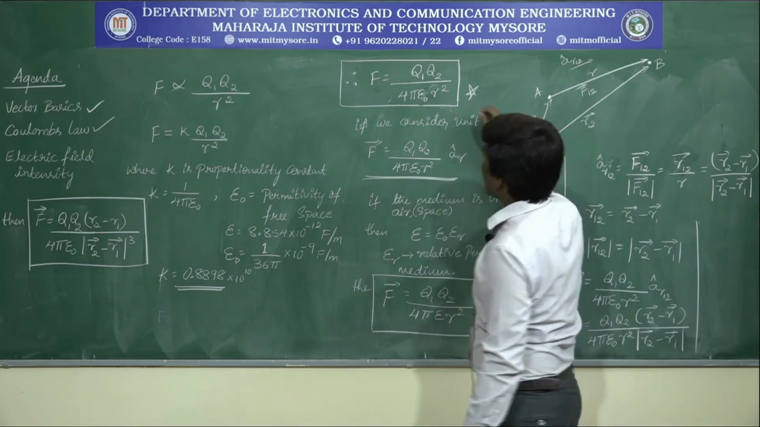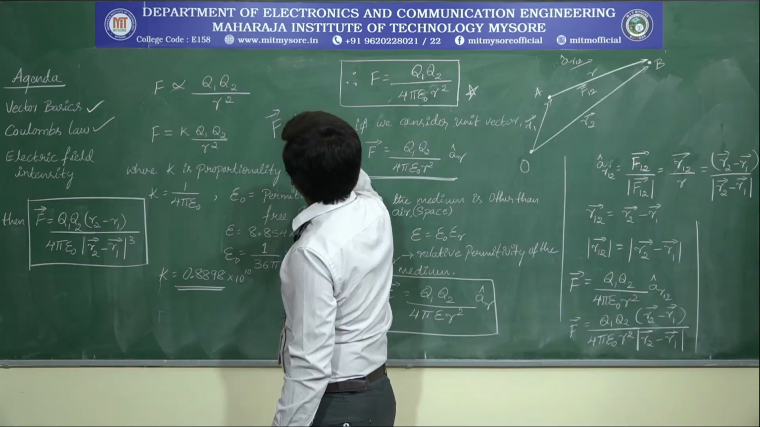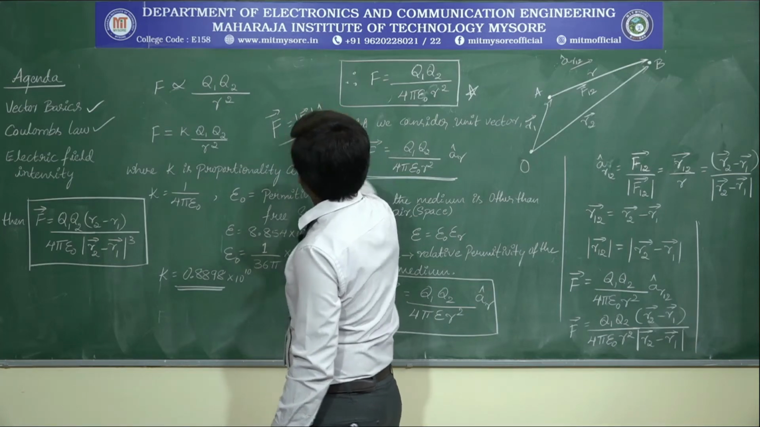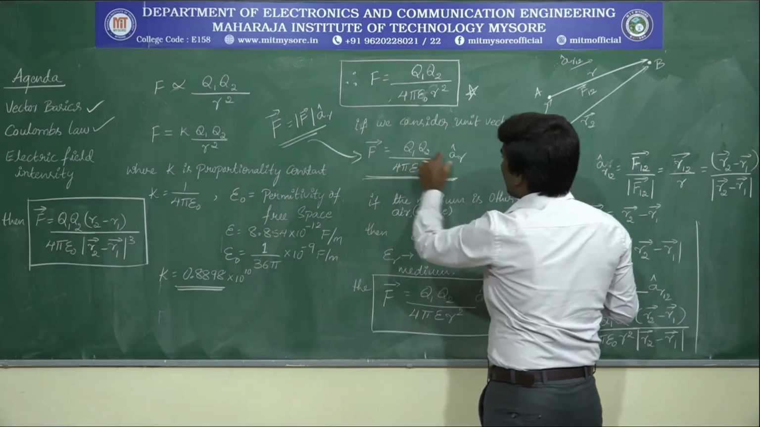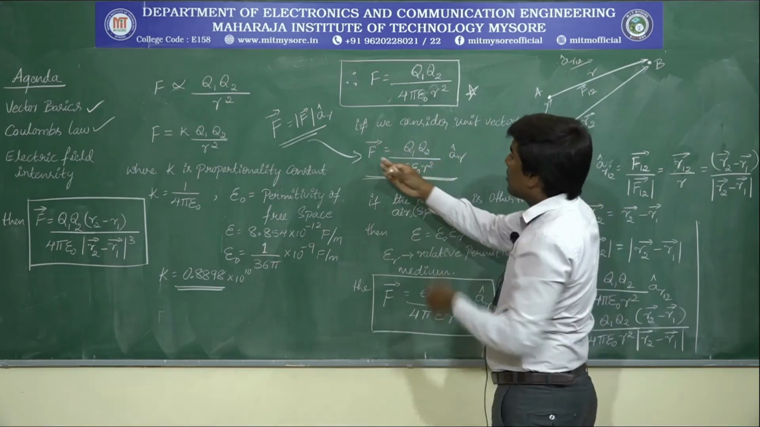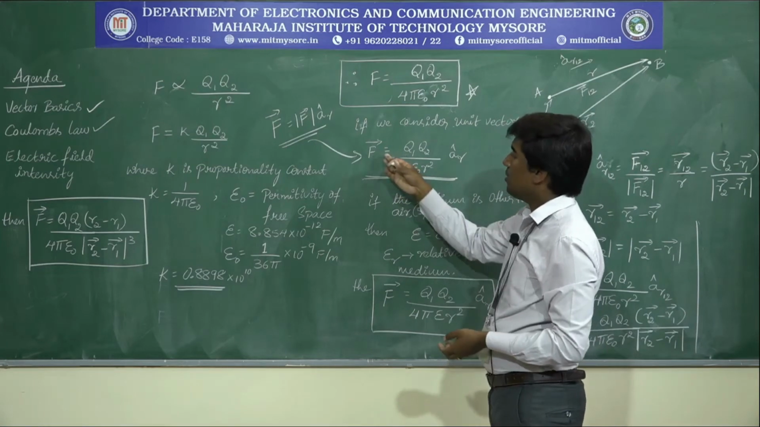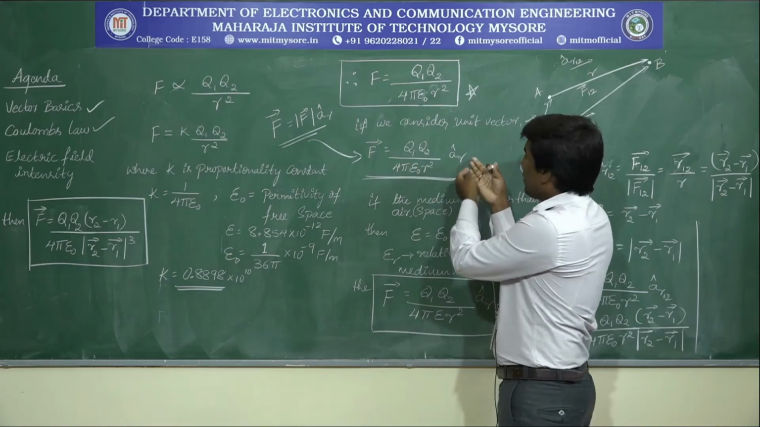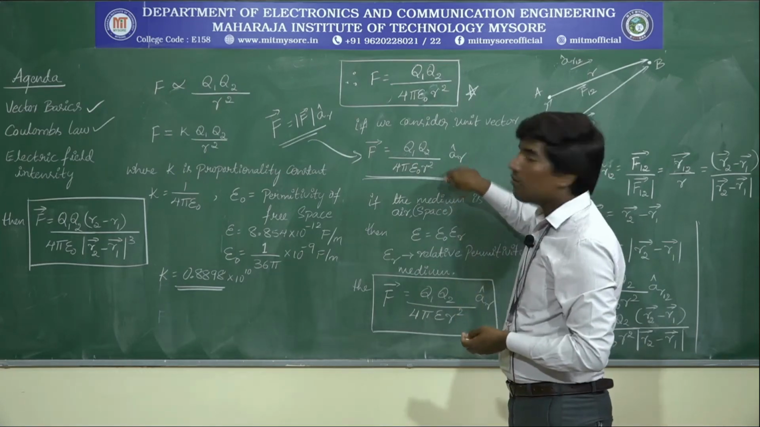Already we know that a vector is represented as the magnitude of that vector into the unit vector. In the same fashion, the magnitude part into the unit vector gives the vector representation of that force. The electrostatic force in vector representation is equal to the product of its magnitude and its direction. Direction is represented by the unit vector. So this is the vector representation of Coulomb's law.